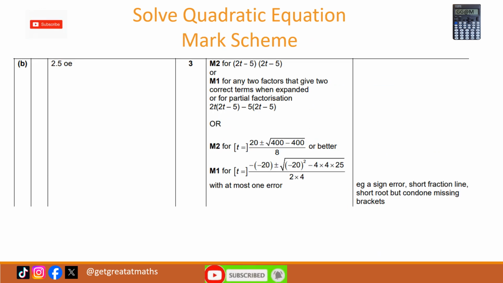Now you can clearly see on the question here that this is worth 3 marks. The answer is 2.5. OE means or equivalent, so we've been writing it as 5/2, which is exactly the same as using 2.5. You can see there's a method of factorising, using the quadratic formula. Any method is valid. It is personal choice as to which one you use. M2 is 2 method marks. M1 is 1 method mark. You choose which method suits you the best.